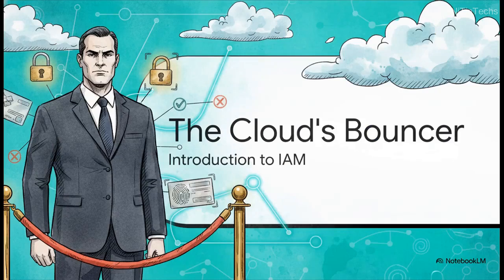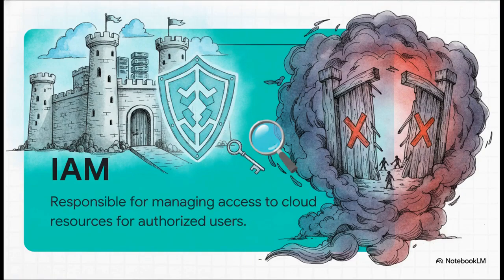Section 1. Meet the cloud's bouncer. So IAM, it stands for Identity and Access Management. Basically, it's the system responsible for managing access to your cloud resources, making sure only the authorized users actually get in. Now, I know the definition sounds super simple, but IAM represents literally one of the biggest operational challenges in cloud computing today. If you get it right, your cloud is an absolute fortress. But if you get it wrong, yeah, the front door is practically wide open.